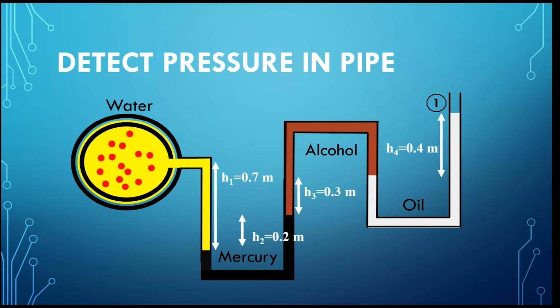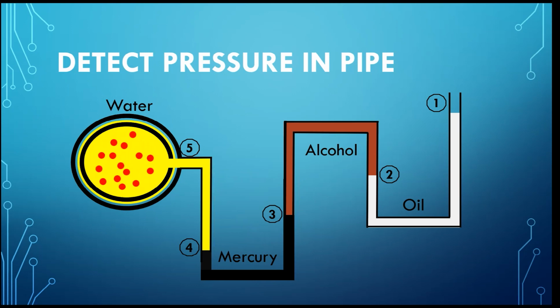In order to solve this problem, let's mark each key point with a number. Point 1 is the interface between the atmosphere and the oil section. Point 2 is the interface between the oil section and the alcohol section. Point 3 is the interface between the alcohol section and the mercury section. Point 4 is the interface between the mercury section and the water section. Point 5 is just the place where we want to obtain the value of pressure.